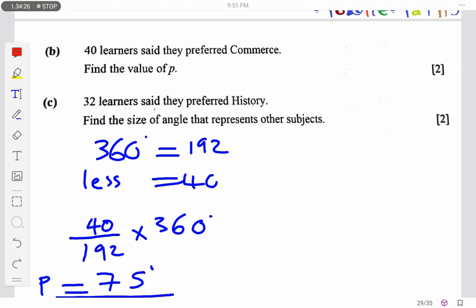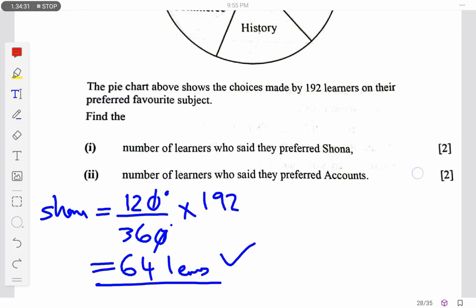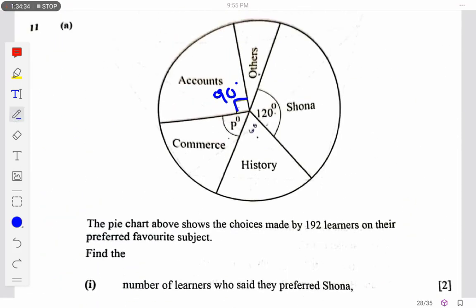Find the size of angle that represent other subjects. Okay, fine. So we are saying here 32 prefer history. Then we want to find for others. The easiest way of doing this is saying how many students are these others. We have 192 as the total. Then you subtract for the Shona, which was 64. You subtract for the accounts, which was 48.